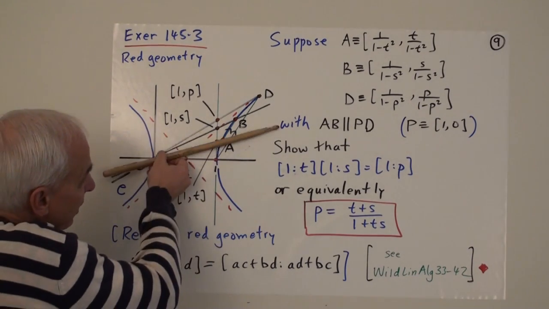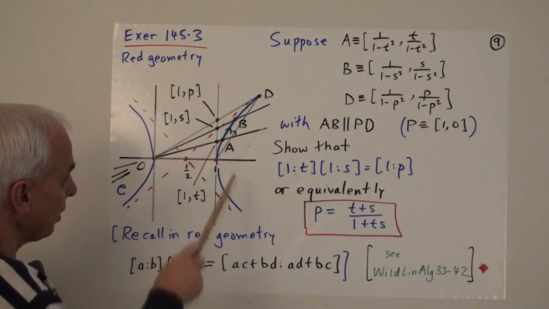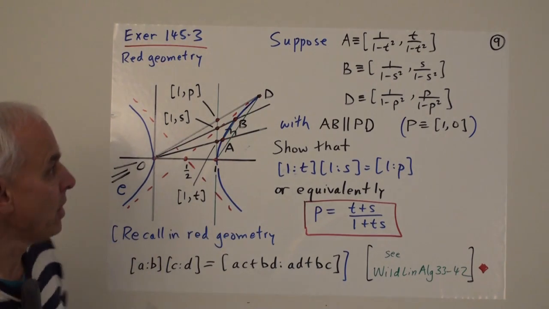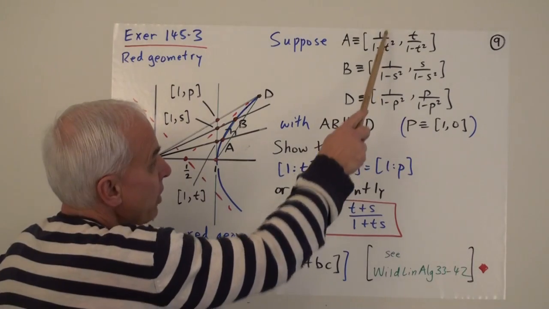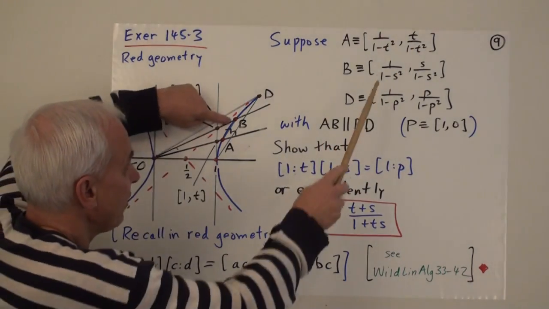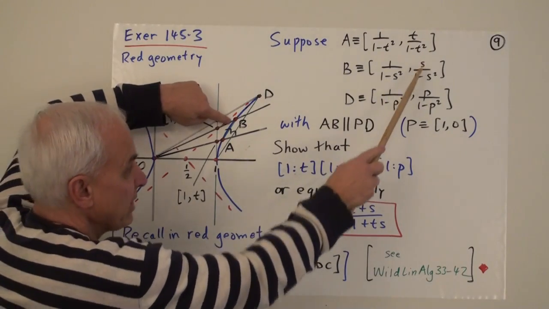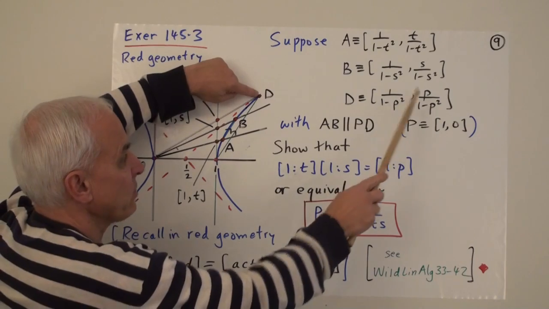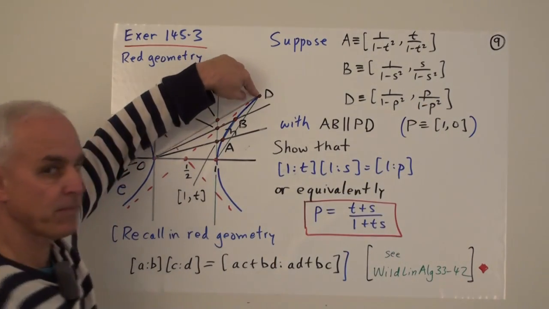And that these three lines meet our core circle at points A, B, and D. So that A is 1 over 1 minus t squared, t over 1 minus t squared. B is 1 over 1 minus s squared, s over 1 minus s squared. And D is 1 over 1 minus p squared, p over 1 minus p squared.